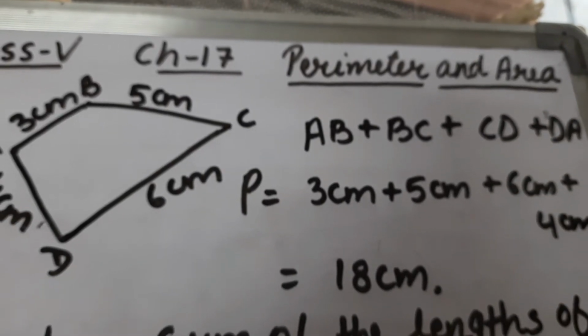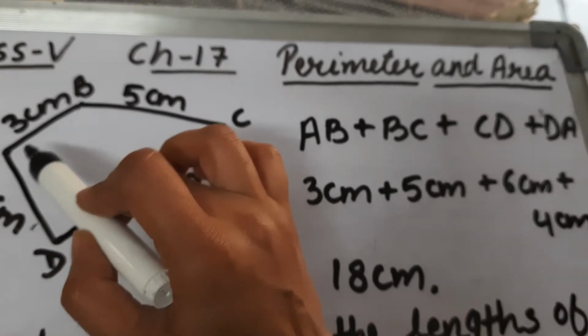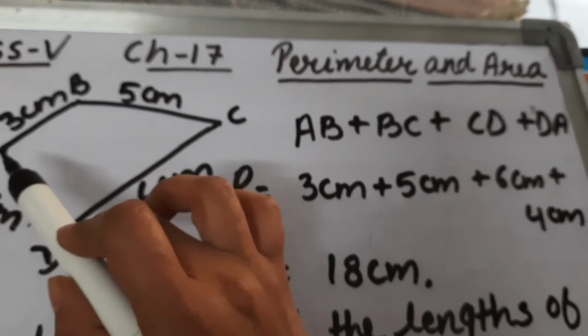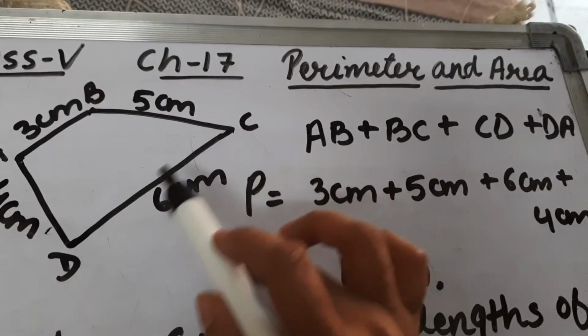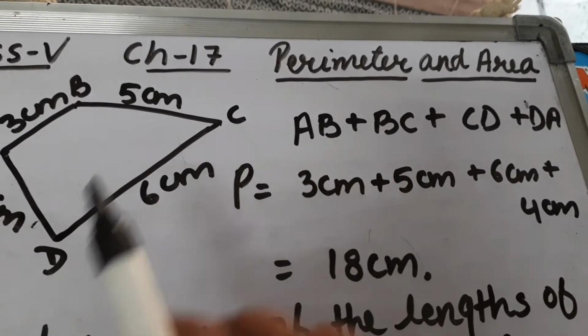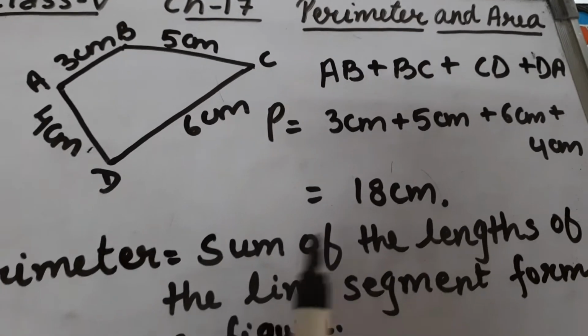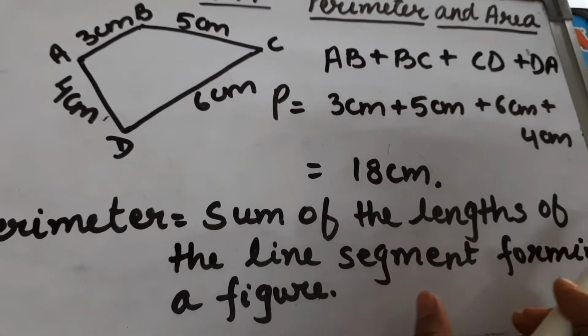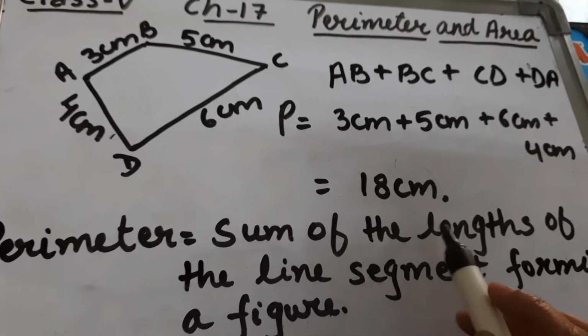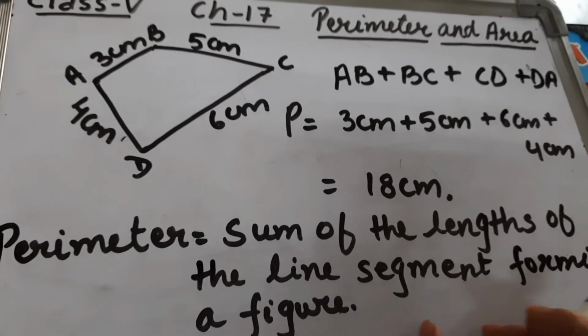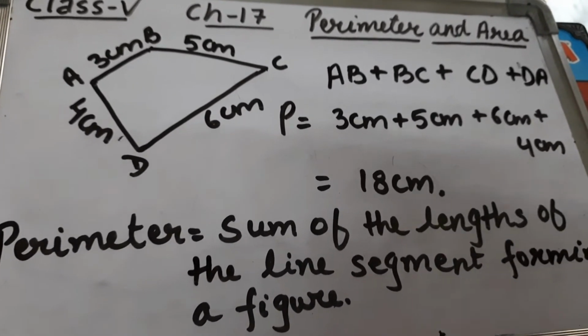How did we find the perimeter of the figure? What did we do? We added the lengths of all the line segments. Okay, we have added the length of line segments of the figure. So what is perimeter? Perimeter is sum of the lengths of the line segments forming the figure. Okay, perimeter is sum of the lengths of the line segments forming the figure.